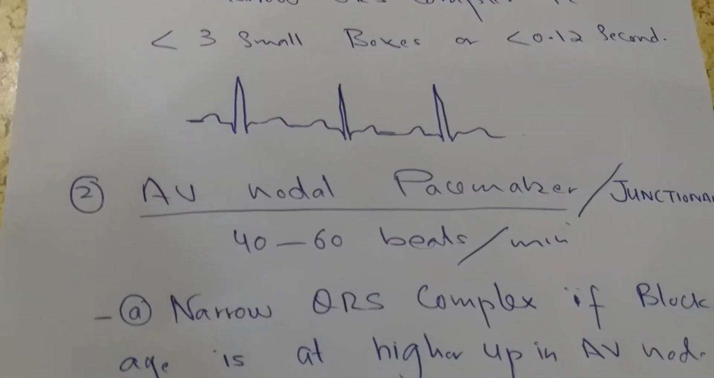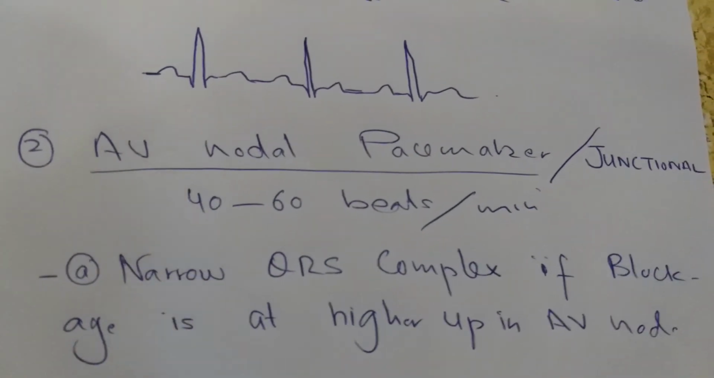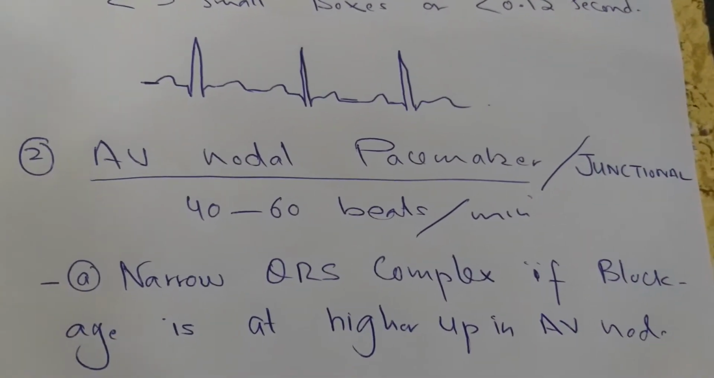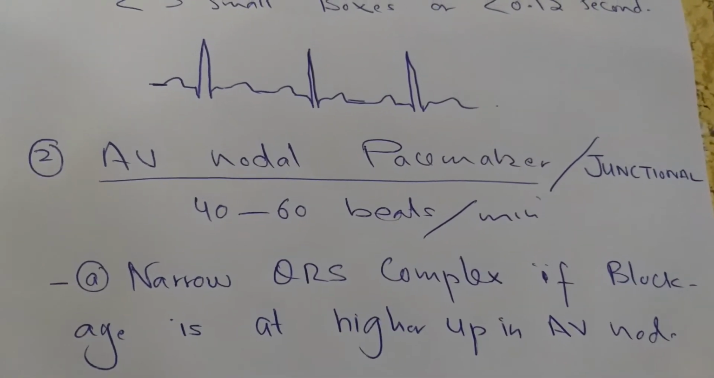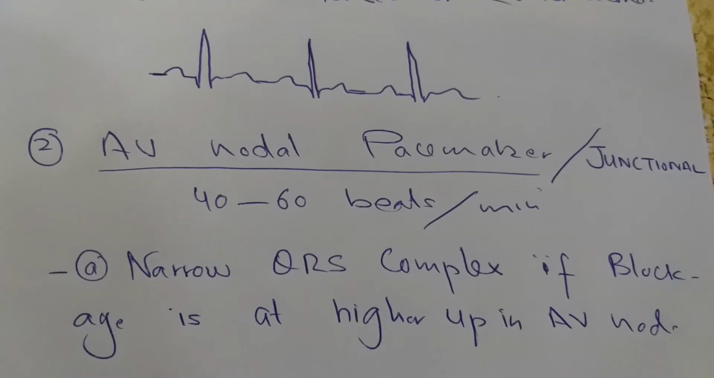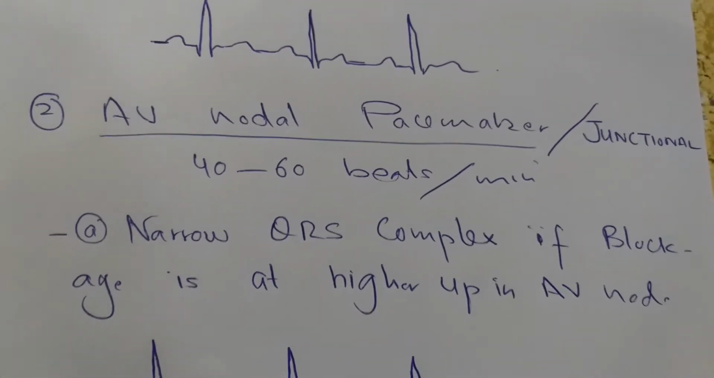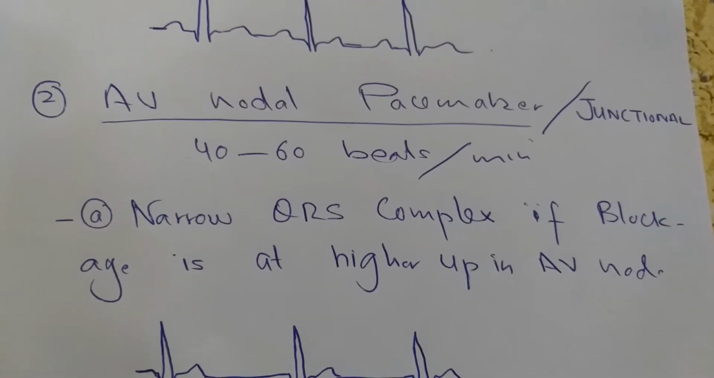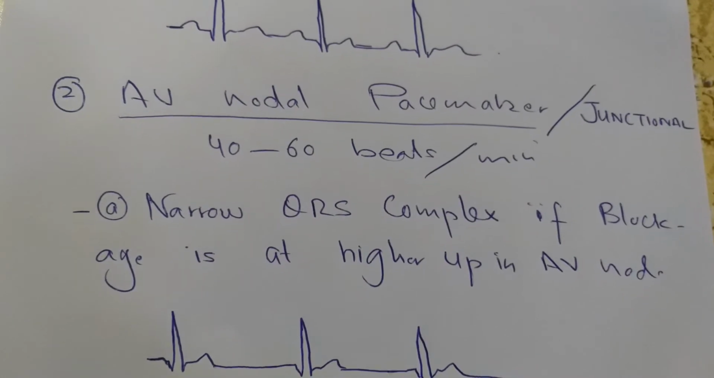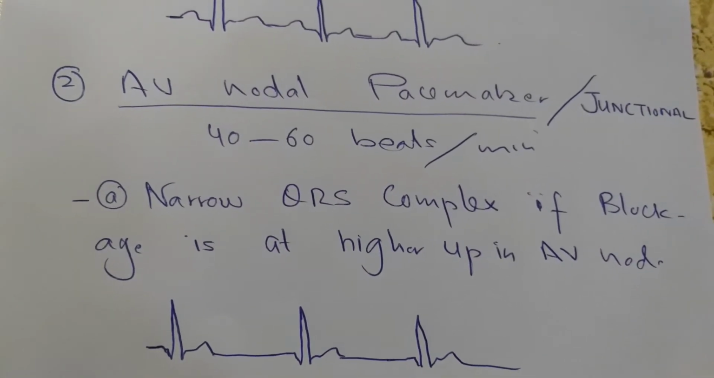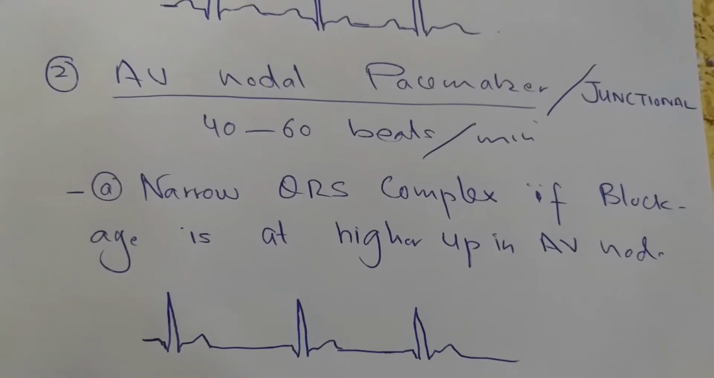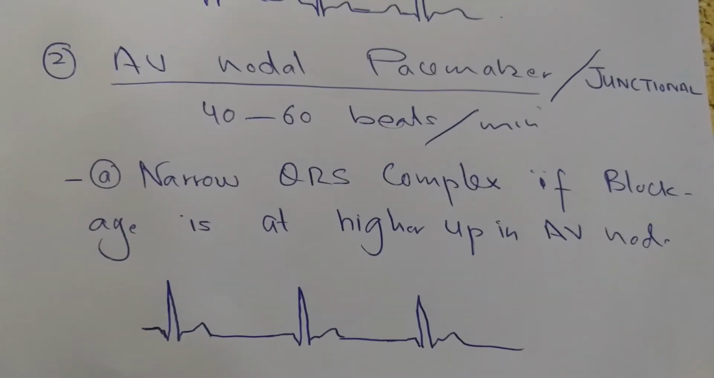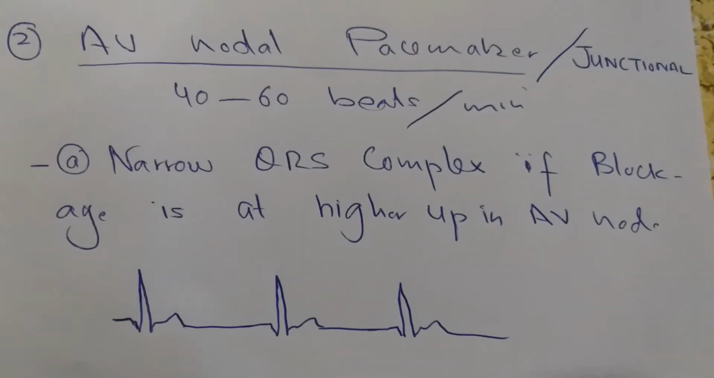But there are two other pacemakers in the heart. One is the AV nodal pacemaker or junctional pacemaker, which generates impulses at a rate of 40 to 60 times per minute, and which creates a pulse of 40 to 60 beats per minute. It can be narrow or wide complex depending upon its location in the AV node or junction between the atria and the ventricle. If it is located at a higher location in the AV node, it would generate 40 to 60 beats per minute, and the QRS complex would be narrow.